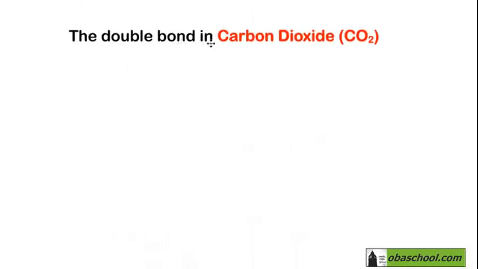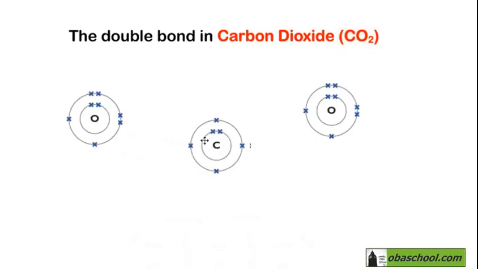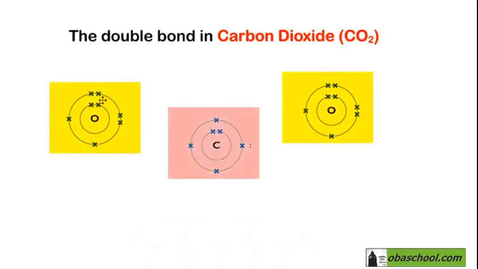Double bond in carbon dioxide, CO2. So we will introduce the double bond formation in CO2. Carbon dioxide is made up from one carbon (C) atom and two oxygen (O) atoms. There they are, two oxygen atoms and one carbon atom.